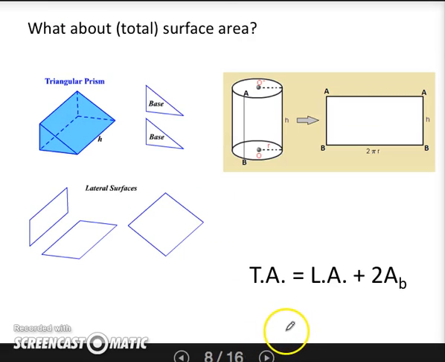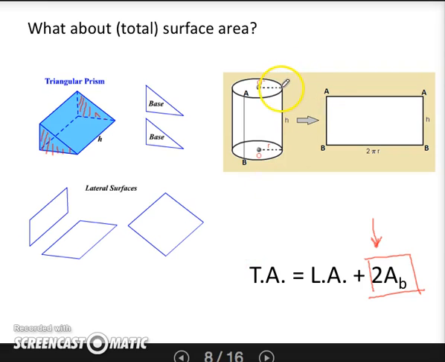Okay, what about total surface area? Well, the only thing we have to do to get from lateral area to total area is we have to add on a little bit more. We've already found the surface area, for example, how much wrapping paper it would take to cover these three sides. Now all we have to do is add on a little bit extra to cover the two bases. So that would be 2 times the area of one of the bases. Turns out that this formula works for any kind of right prism.